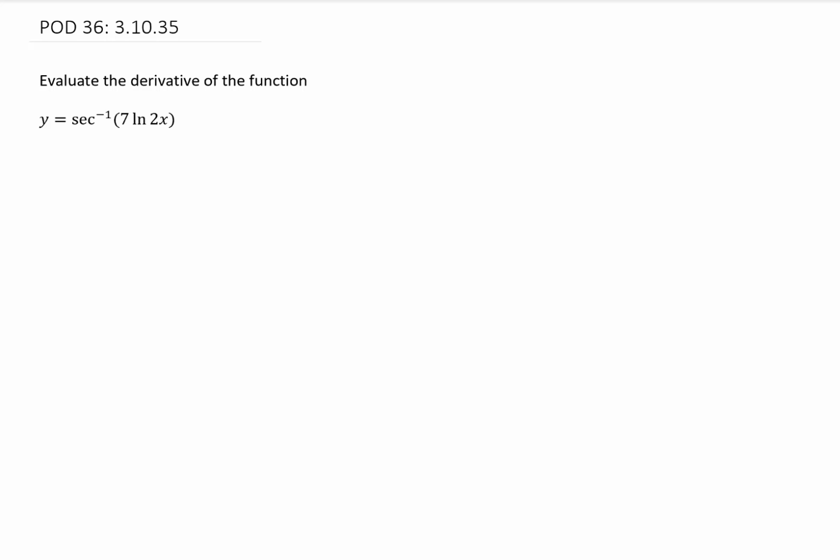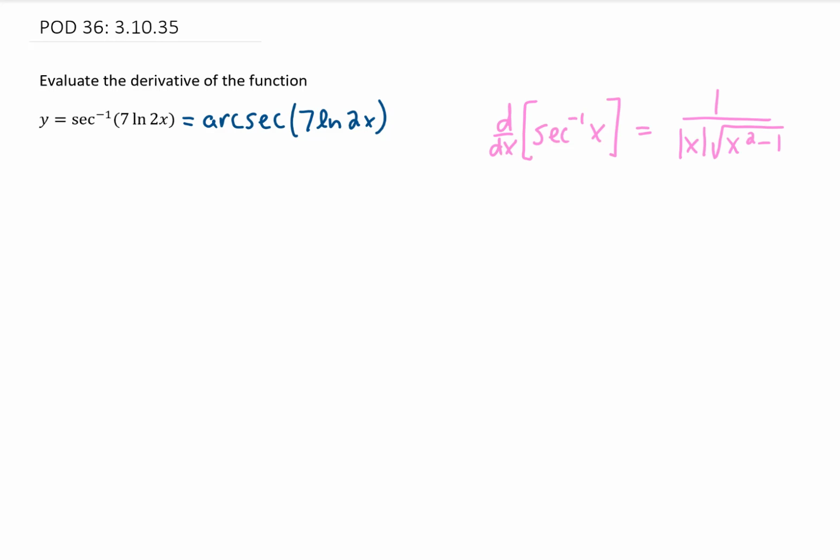Alright, we need to find the derivative of this inverse secant function. This inverse secant function can also be written as an arcsecant. And we learned in this section that the derivative of an inverse secant function looks like this. That's the derivative of the inverse secant of just x.